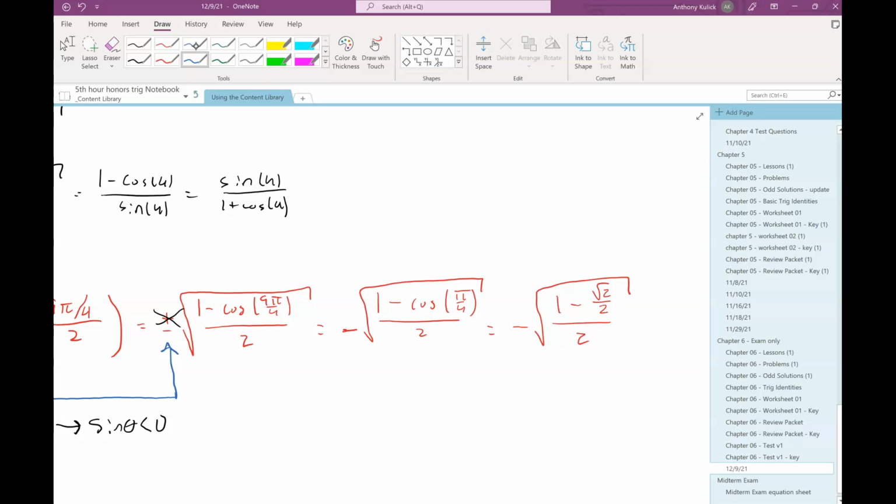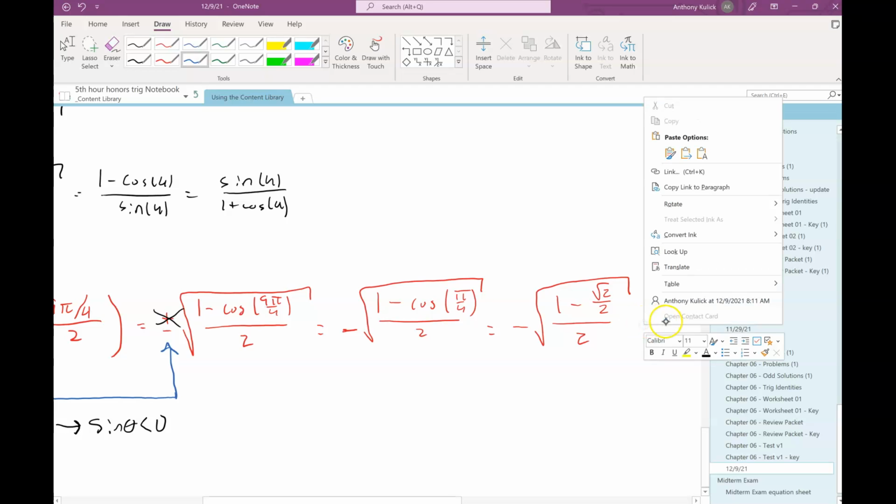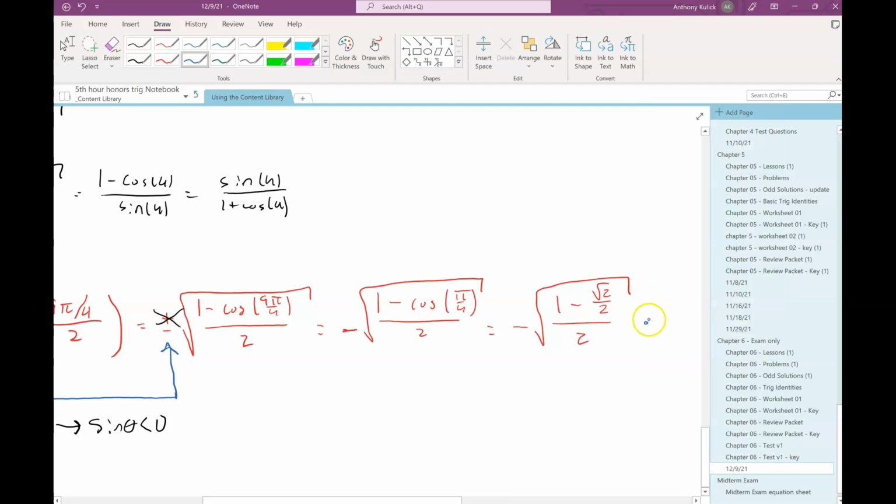I can do better than this answer, though. Why? It's fractions inside of fractions, right? What's going to be the trick to get rid of that fraction inside of fractions? I'll multiply the top and bottom by... Anybody? You'd say 2 over 2. That's not quite right, though. You want square root of 2 over 2.